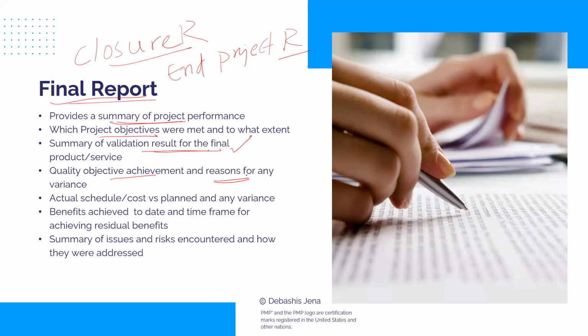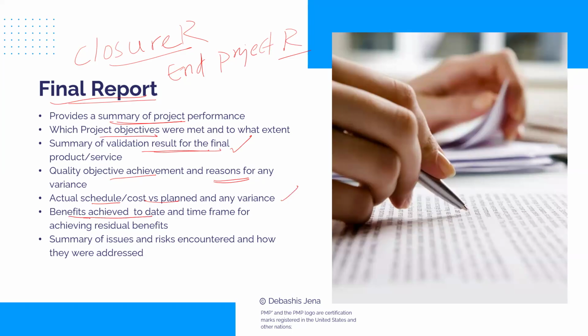what's the reason we could not achieve those objectives? Include that. On the same lines for time and cost also, like what was the planned schedule baseline, what was the actual schedule, any variance? On the same lines, what was the actual expense versus the cost baseline, any variance, and why? Generally, we would include that.